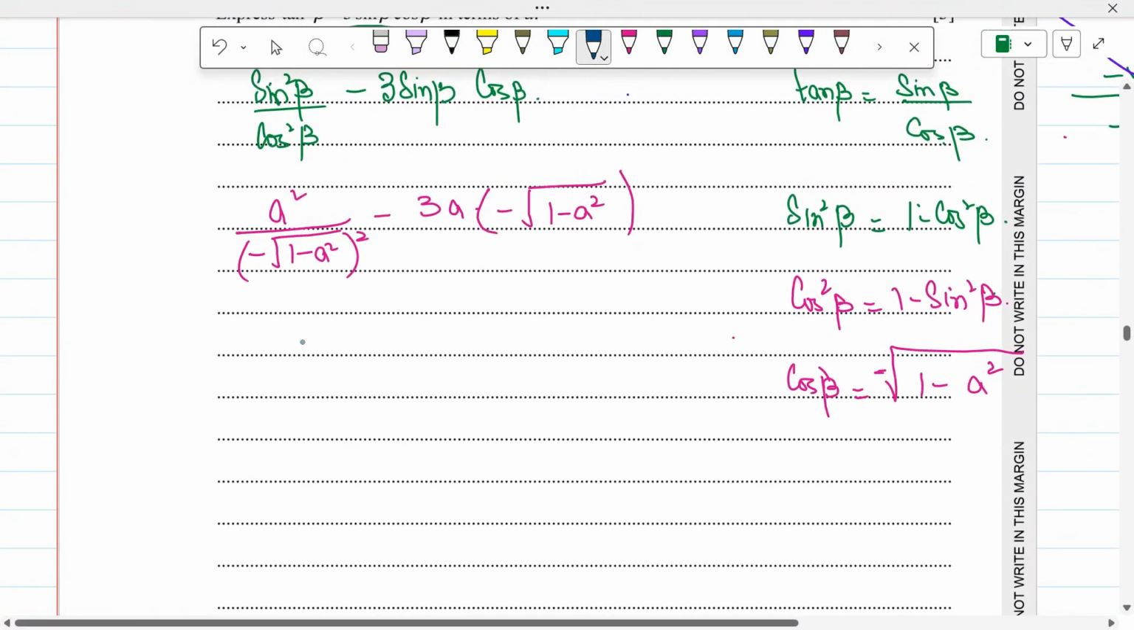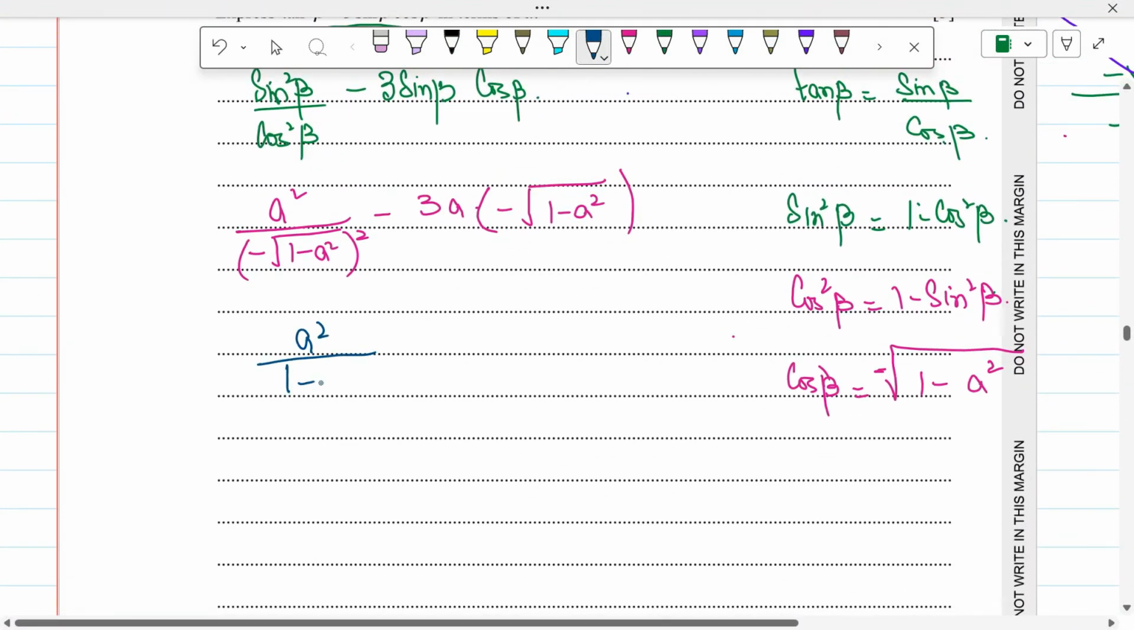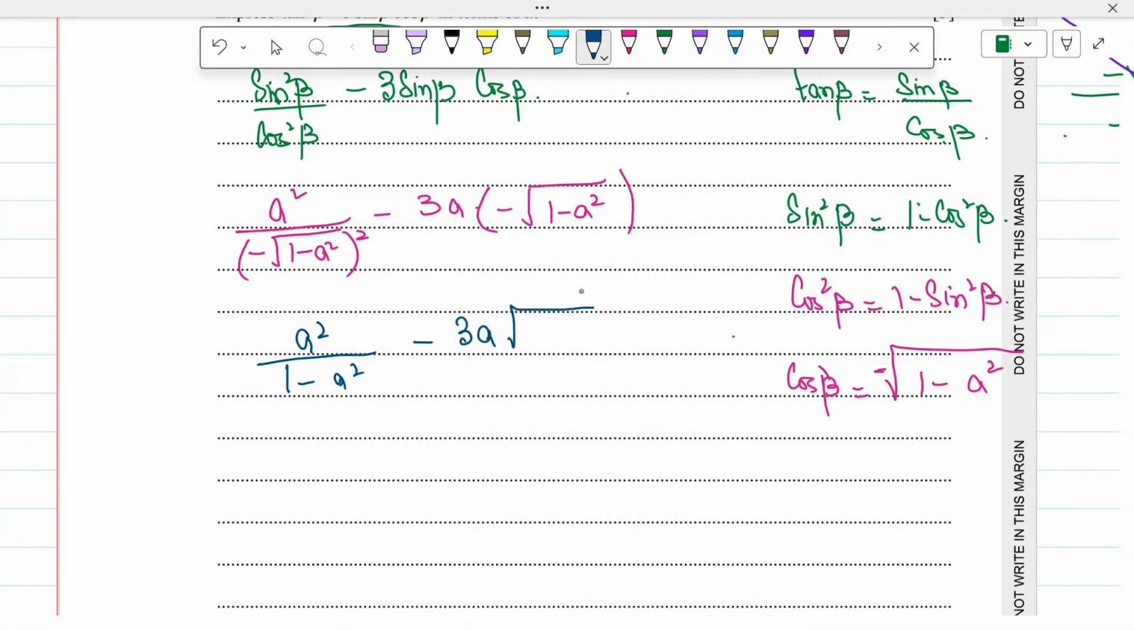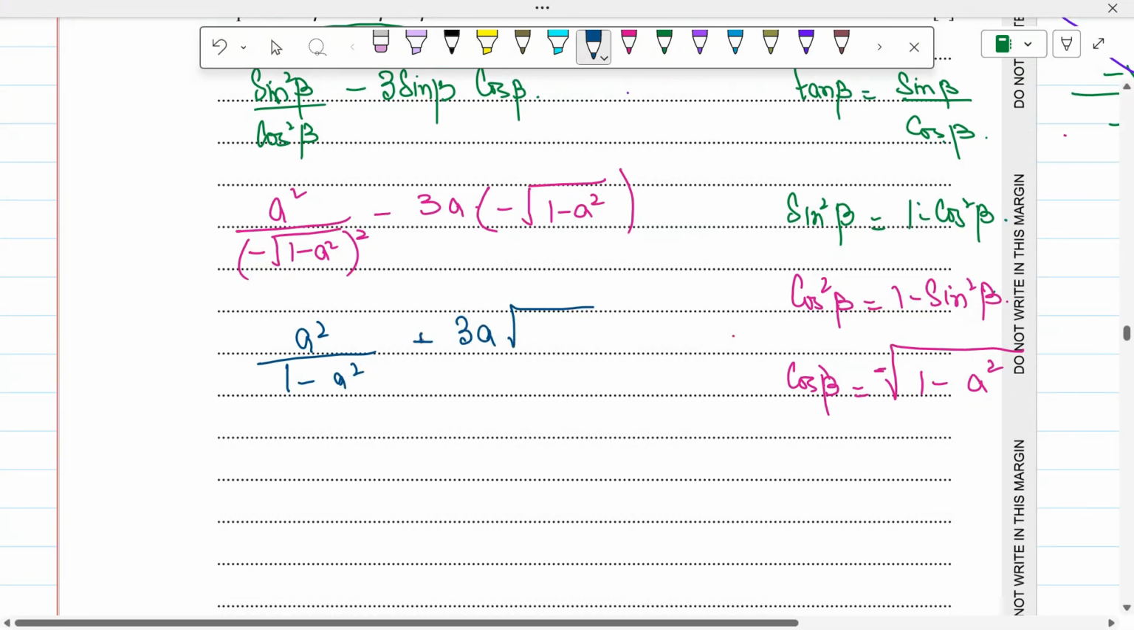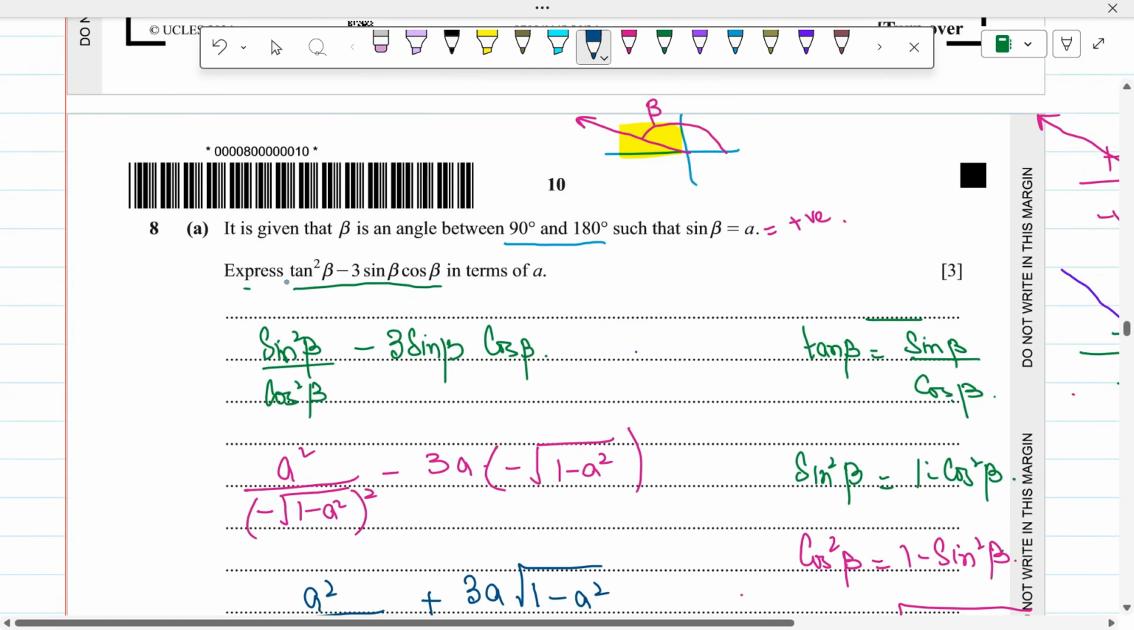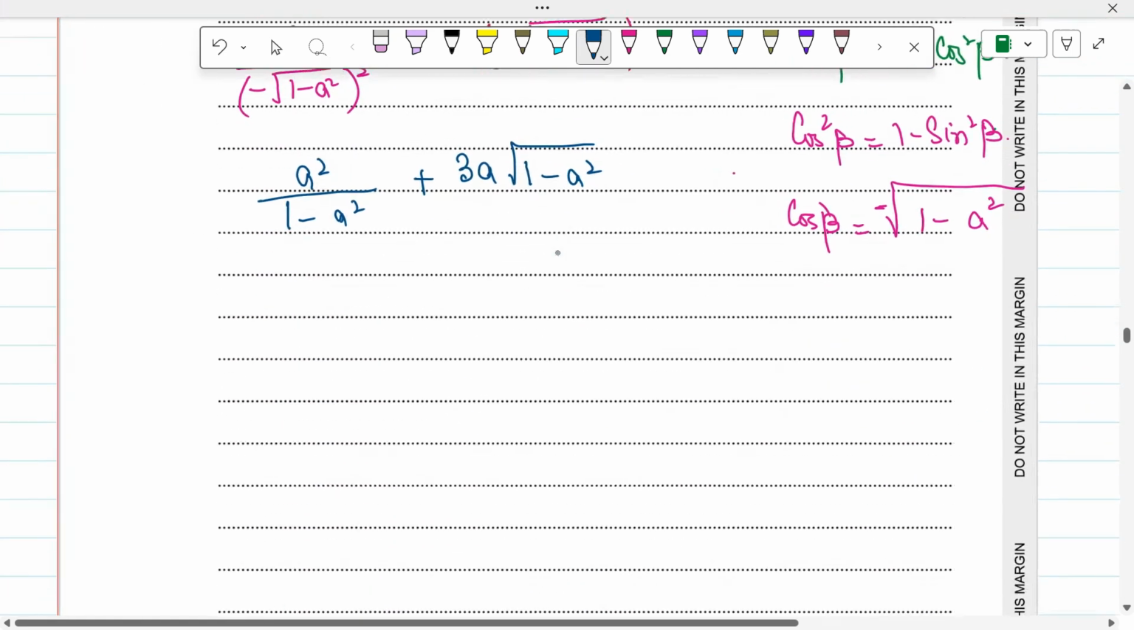Further solving, we will have a square over 1 minus a square minus 3 times a under root, sorry, negative times negative should be positive, and under root 1 minus a square. So we have converted the given expression in terms of a.